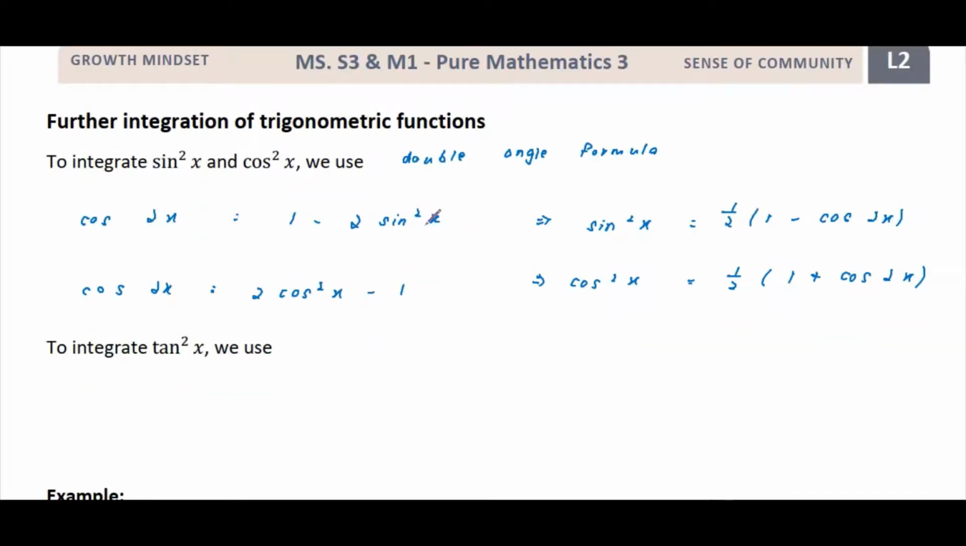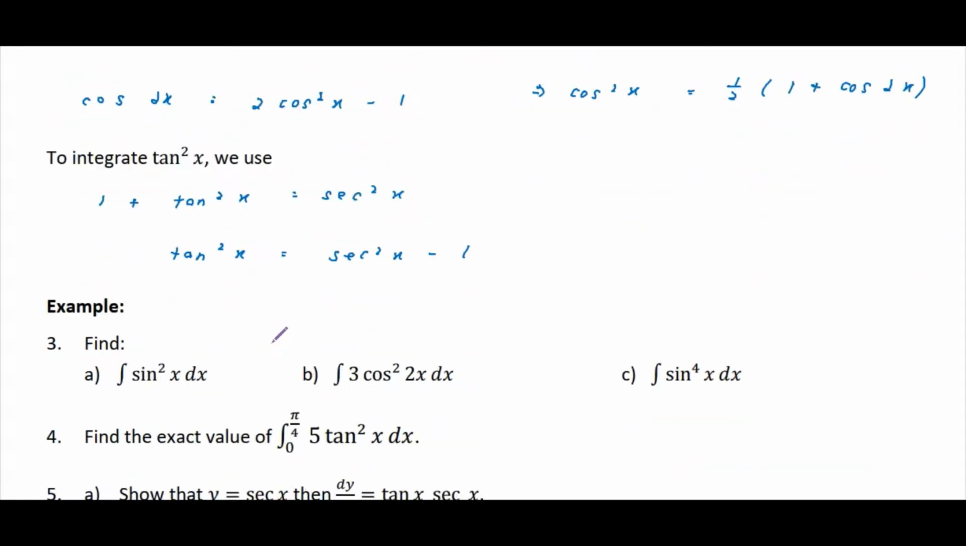The next thing is about tangent square x. Same thing, we can't integrate tangent square x, but we can always integrate secant square x. And we have an identity that 1 plus tangent square x equals secant square x. So if I have tangent square, I will always change tangent square x into secant square x minus 1. We'll be using these three formulas to help us solve the next examples. Alright, let's see a few examples here.